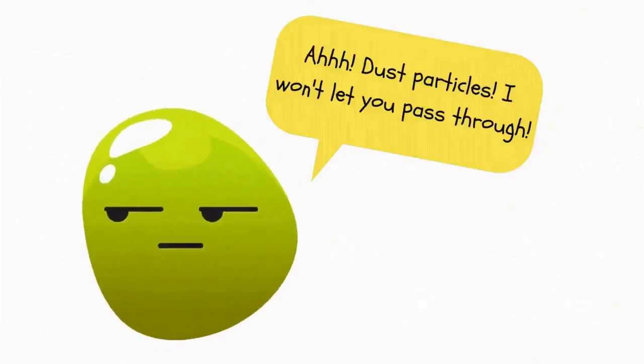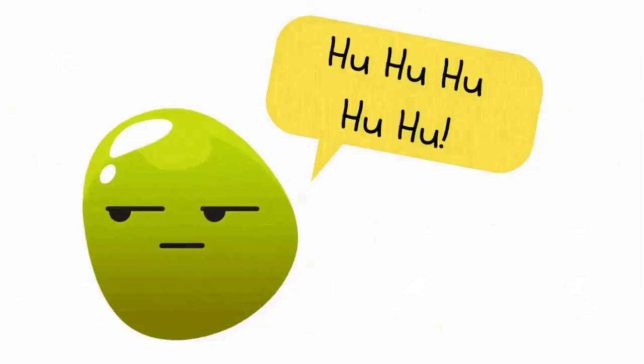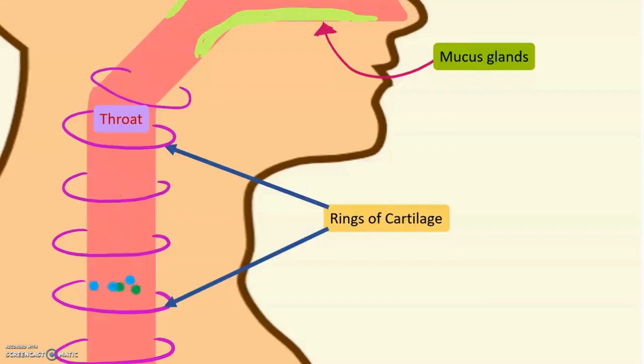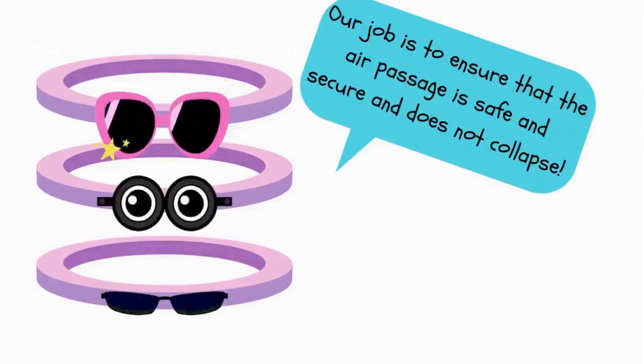Dust particles. I won't let you pass through. The dust particles get stuck to the mucus and the fine hair, and the filtered air then enters our throat. The throat is lined with rings of cartilage. Hi, we are the rings of cartilage. Our job is to ensure that the air passage is safe and secure and does not collapse.